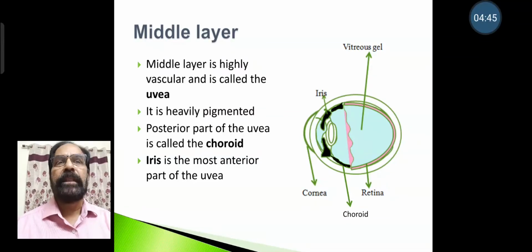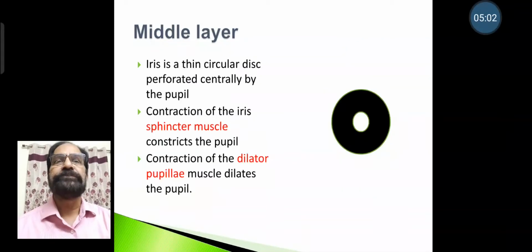Middle layer. Middle layer is highly vascular and is called as uvea. It is highly pigmented. Posterior part of uvea is called as choroid. Iris is the most anterior part of uvea or middle layer. Iris is a thin circular disc perforated centrally by the pupil. Contraction of the iris sphincter muscle constricts the pupil, whereas contraction of the dilator pupillae muscle dilates the pupil.